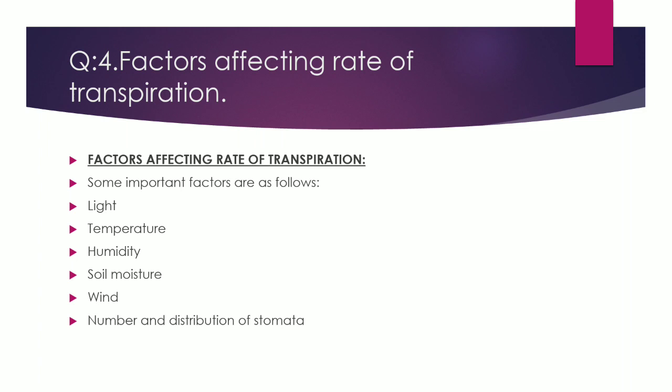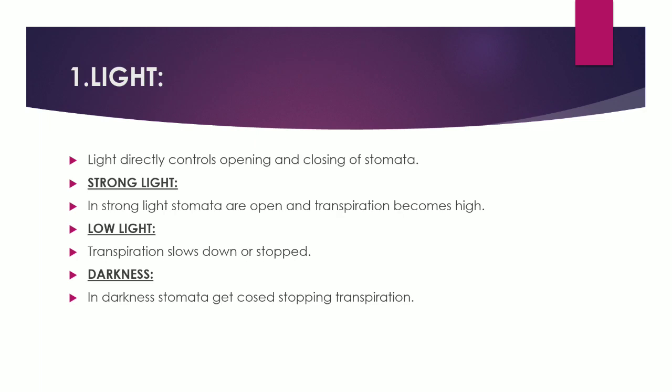Your question number 4 is, dears, about the factors affecting the rate of transpiration. There are several factors which affect the rate of transpiration. Some are given below: light, temperature, humidity, soil moisture, wind, and the number and distribution of stomata. So dear, the first factor is light, which directly controls the opening and closing of stomata, because when there is strong light, the stomata open and transpiration becomes high.